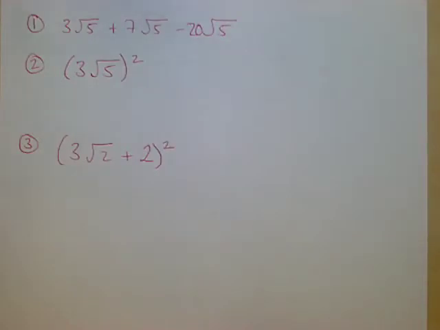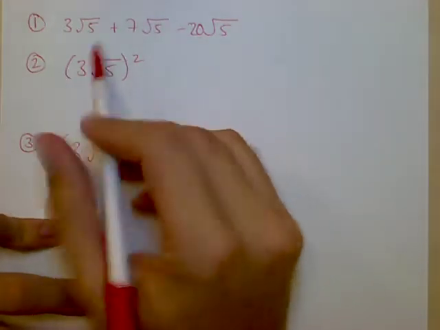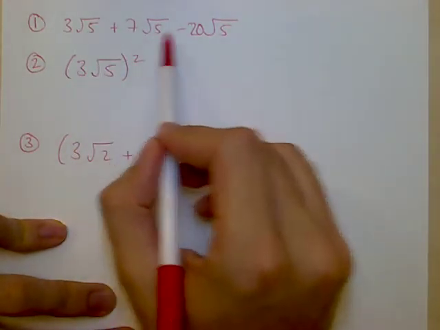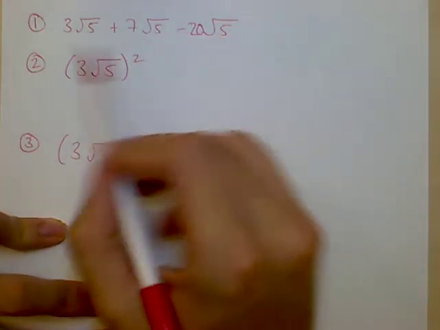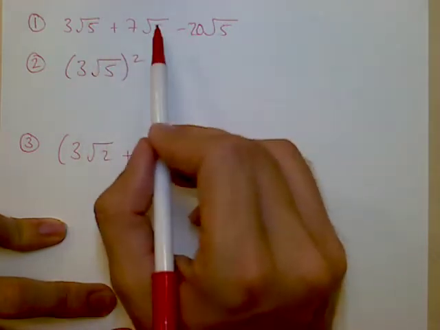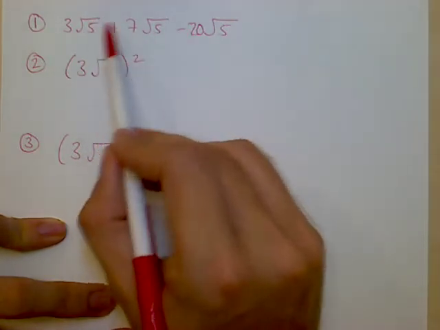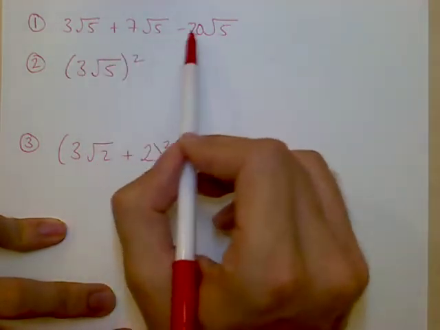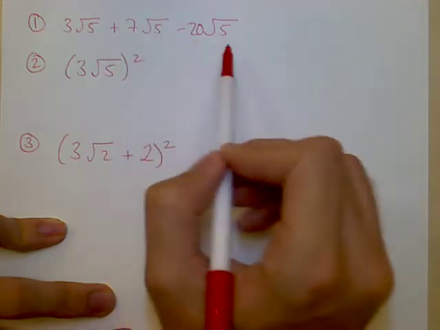We look here at how we can perform basic operations on surds. If you take this example here, 3 root 5 add 7 root 5 minus 20 root 5, we can treat this just like as though it was an algebraic expression where the root 5 was actually an x, 3x plus 7x minus 20x. It's just like we have like terms.